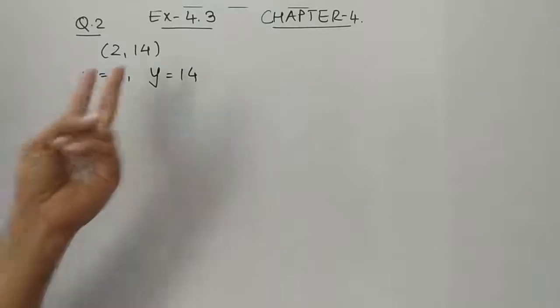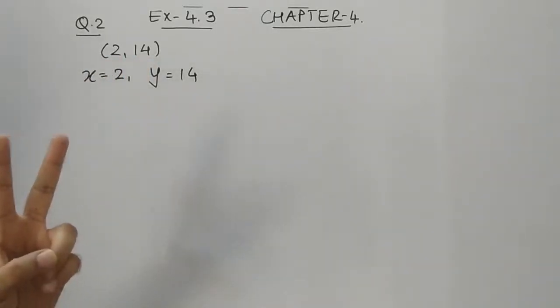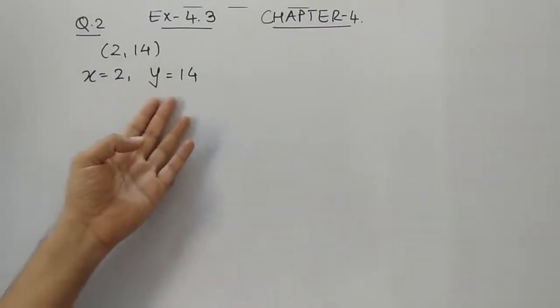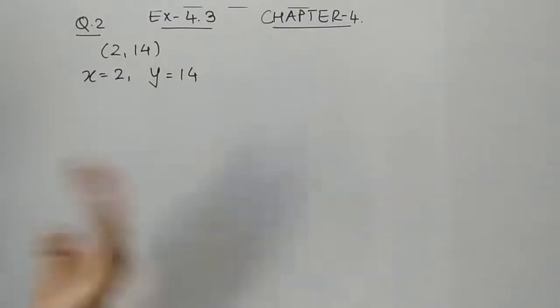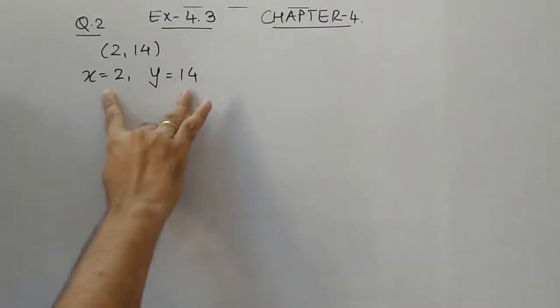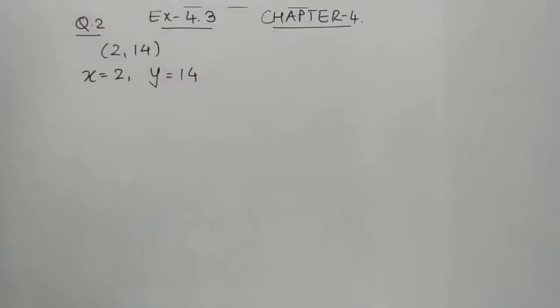A point is given, so we have to give two equations of lines that can pass through this point, and how many such lines are there. As we discussed earlier, these two values are considered as the solution of an equation. How do we make this from the given values of x and y? Let's see how we can make the solution.